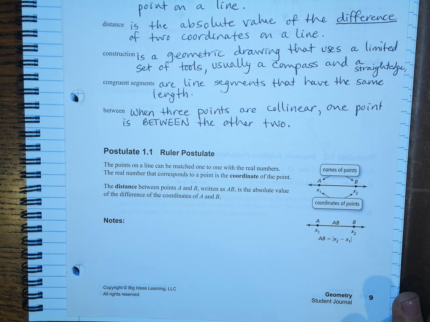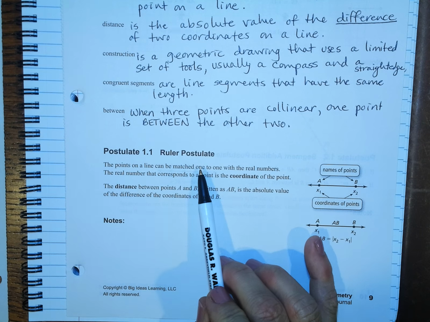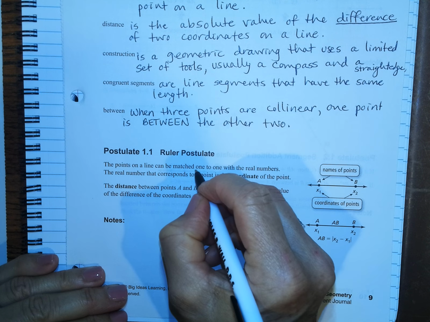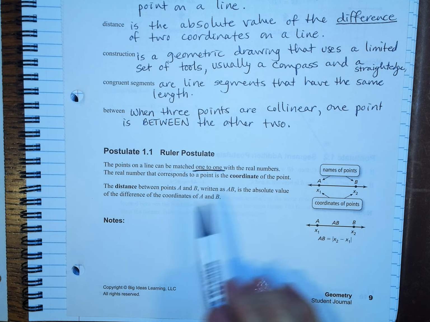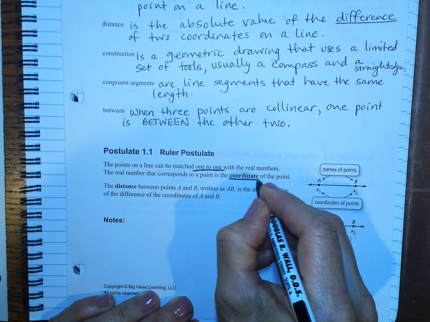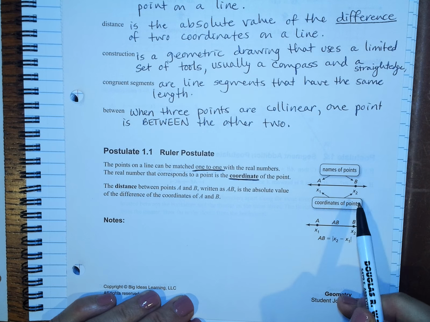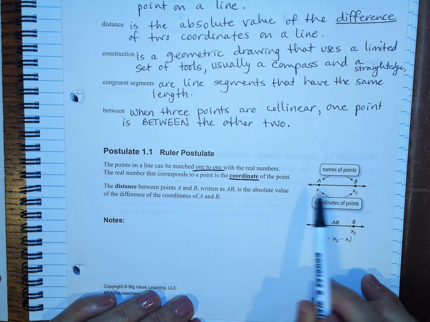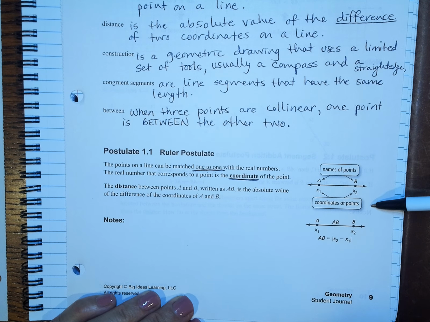We have two postulates in this section. One is the ruler postulate. The points on a line can be matched 1-to-1 with the real numbers. Okay, so every point has a real number. That real number that corresponds is called the coordinate of the point. So if I say x sub 1 and x sub 2, that's because I'm going in the horizontal direction, which we always call x. If I was going vertically, I would call it y. That's the way we do it.